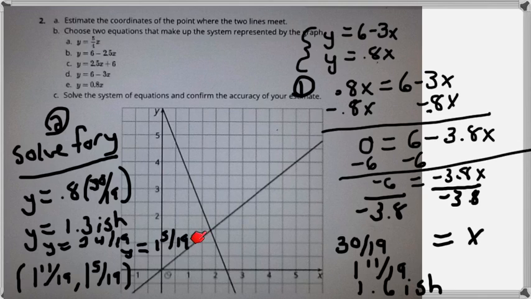We were close to that when we estimated at about 1.8 and 1.4, but we didn't get the exact answer. That's why we often solve things that are on a graph algebraically, because sometimes it's hard to figure out exactly where that point is.